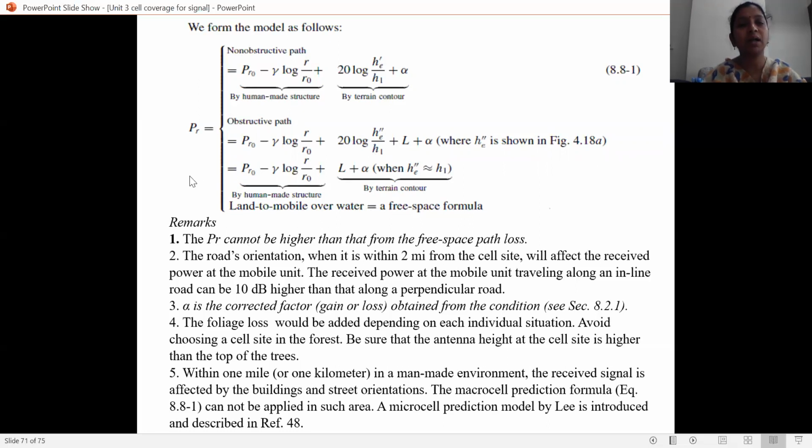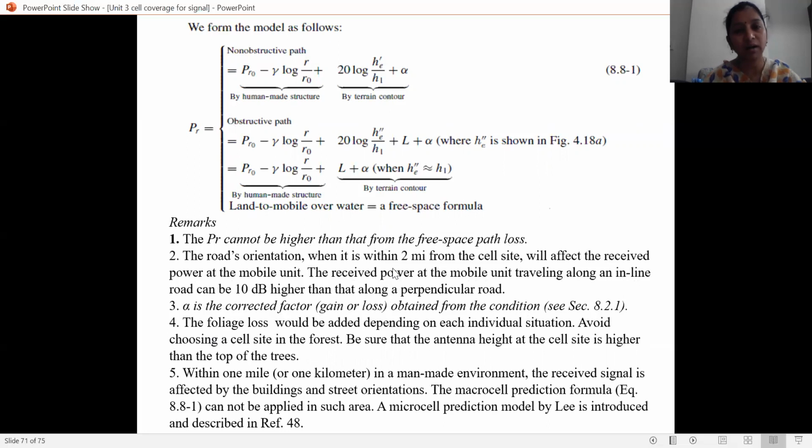So, the PR cannot be higher than the free space path loss slope. The road's orientation, within 22 miles from the cell site, will affect the received power at the mobile unit. The received power at the mobile unit traveling along an inline road can be 10 dB higher than that along a particular road. Alpha is the correction factor obtained from the condition.